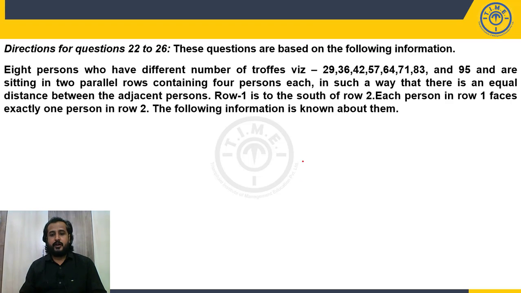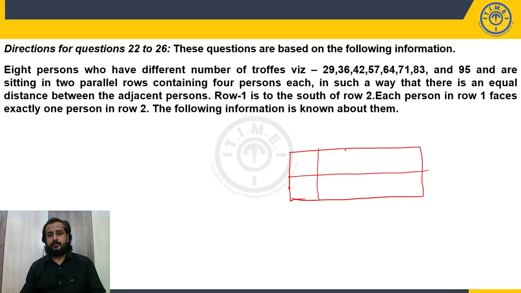So it is a 2-row arrangement. Let me take the 2 rows, 4 persons each: 1, 2, 3, 4, and it is one row, and another row. But what is given clearly? Row 1 is south of row 2. So row 1, row 2.